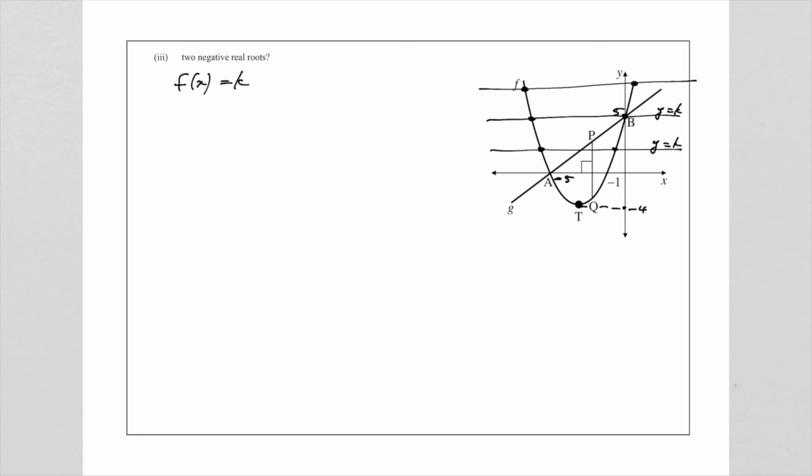That means that k must be less than 5, but it's very important that k must be also greater than -4. So that means that our final answer will be k greater than -4, but less than 5. Thank you.